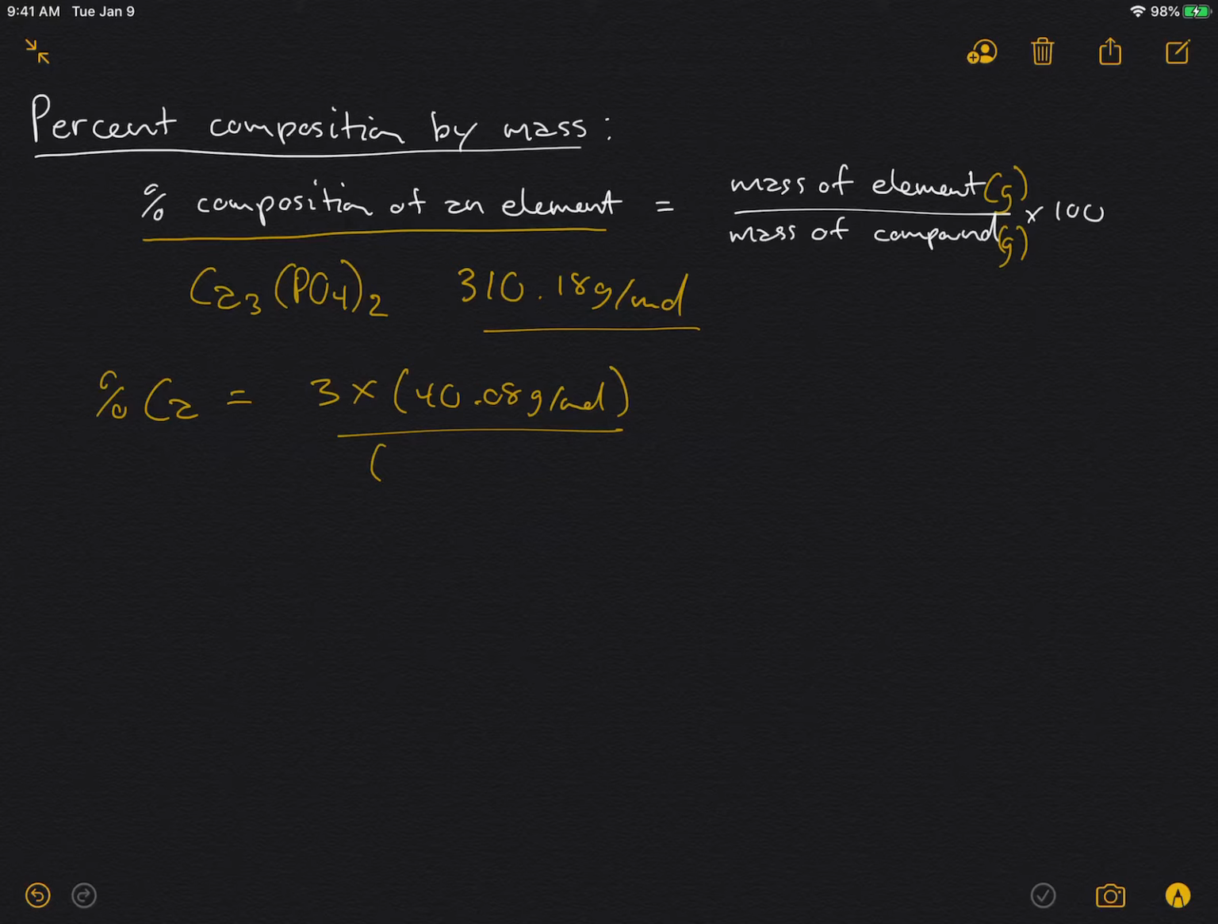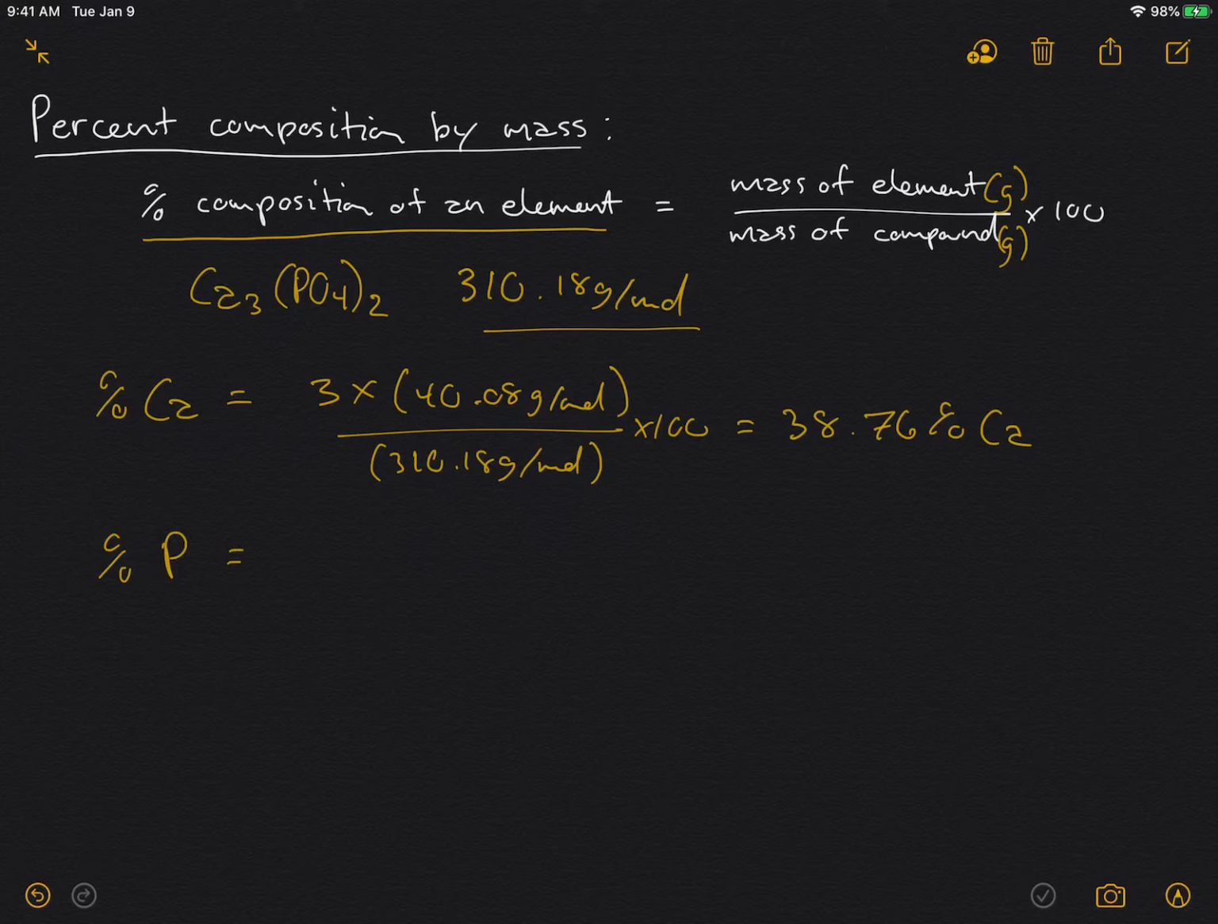Let's divide that by the molar mass of the entire compound, 310.18 grams per mole. Multiply by 100. This compound, calcium phosphate, contains 38.76% calcium. And we can go ahead and do this type of calculation for all of the elements in this compound. So next, let's calculate the percent phosphorus.